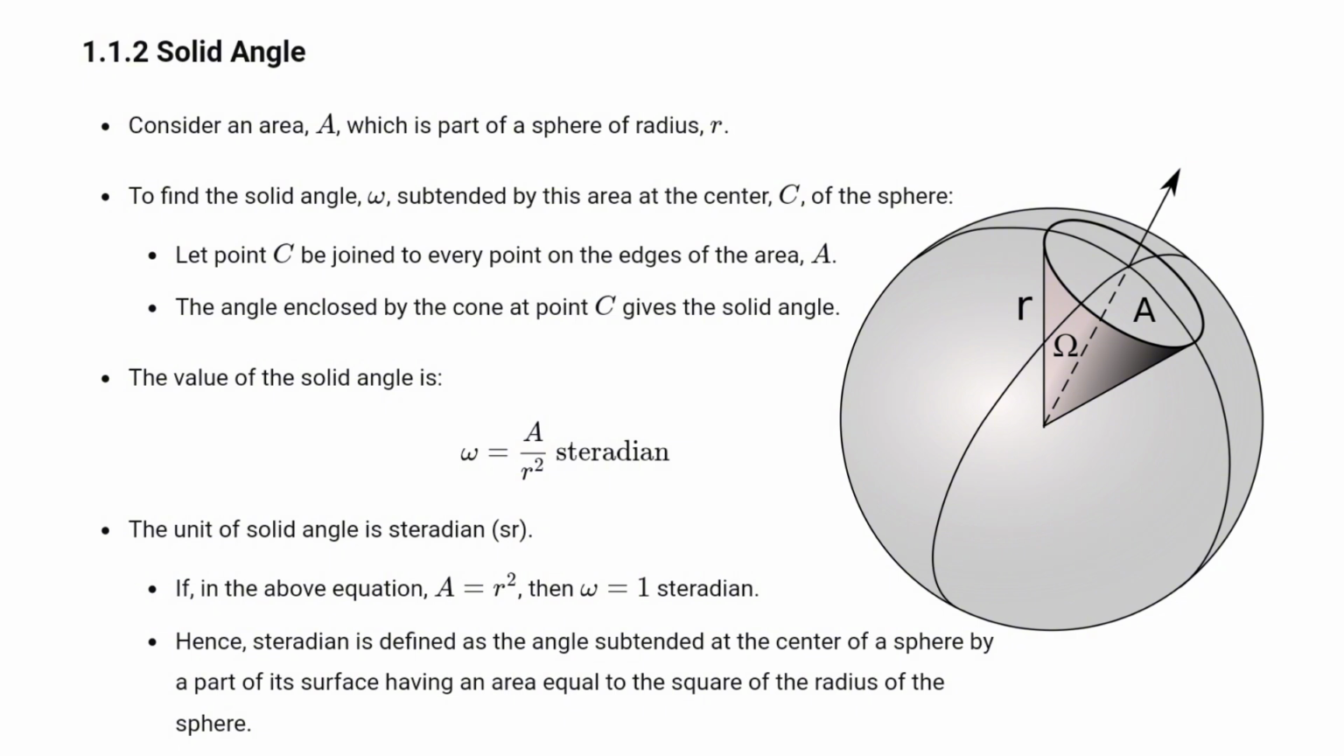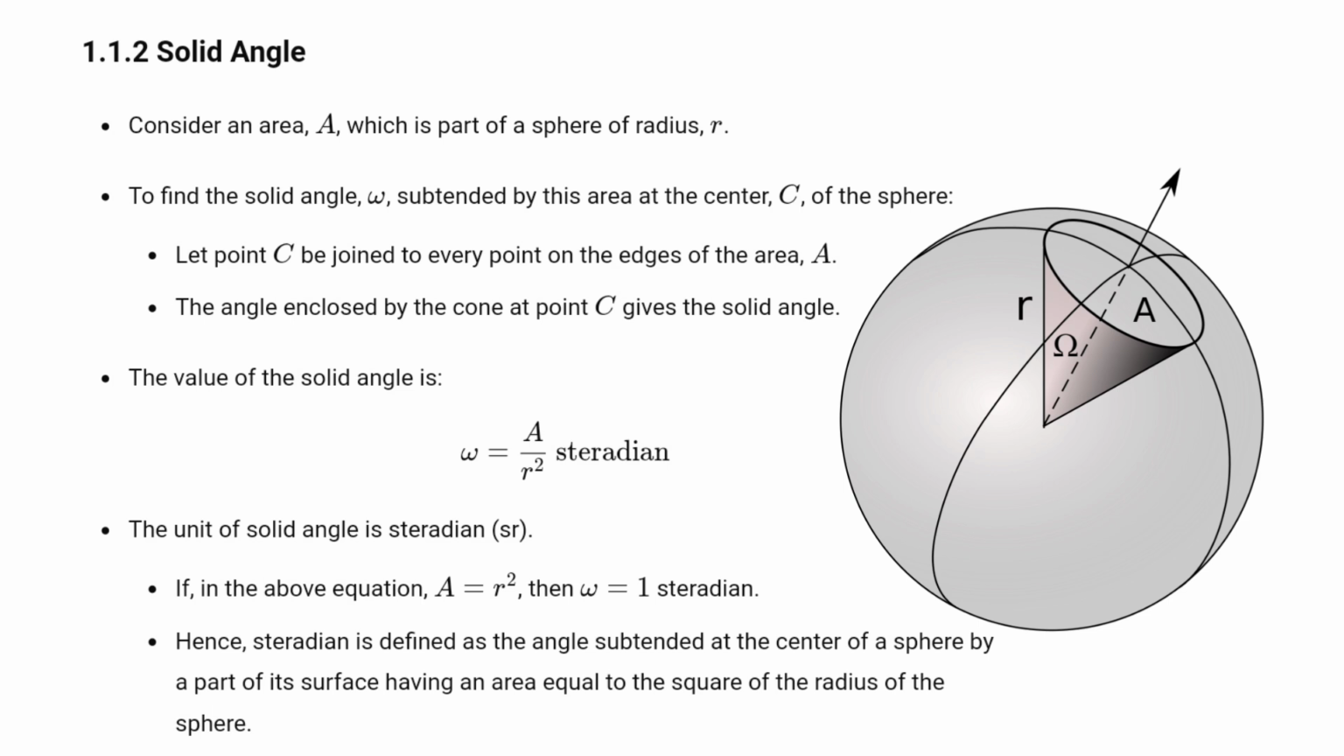The value of the solid angle is given by this. A over r squared is the radian. The formula to calculate the solid angle is the area A divided by the square of the radius. This gives the solid angle in a unit called steradians. Steradians are to solid angles what degrees are to regular angles.